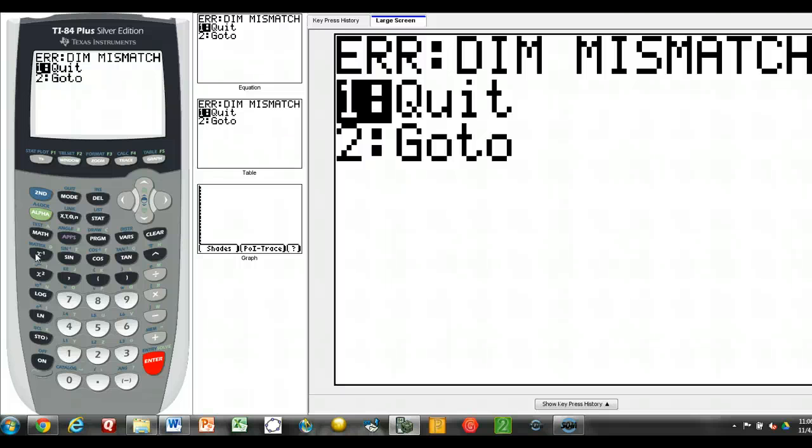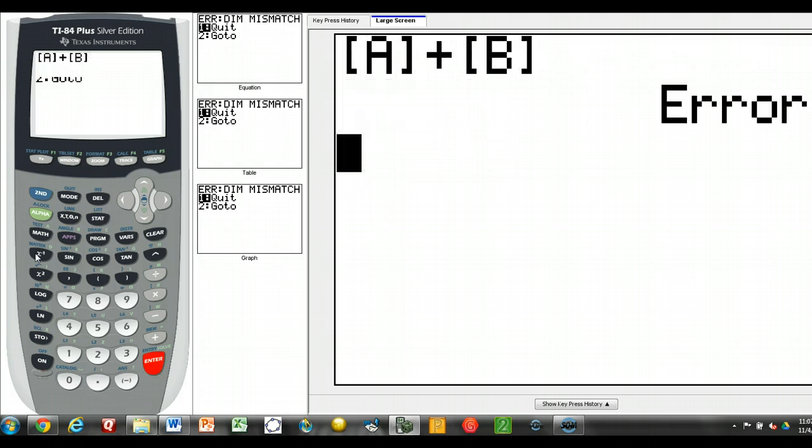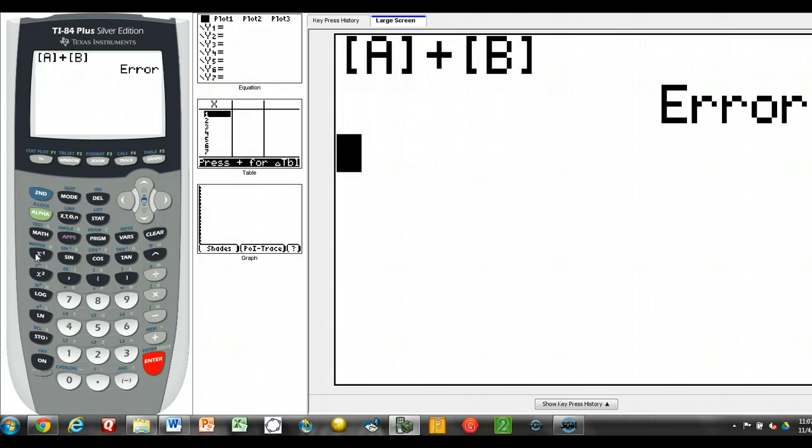But unfortunately, we come up with this error, dimension mismatch. Well, what we learned in class is that to be able to add 2 matrices together, or to be able to subtract 2 matrices, the dimensions have to match. Remember, matrix A was a 2 by 2 and matrix B was a 2 by 3. So we can't add the corresponding elements, so the calculator's not happy. So we're just going to quit. So A plus B is not possible.